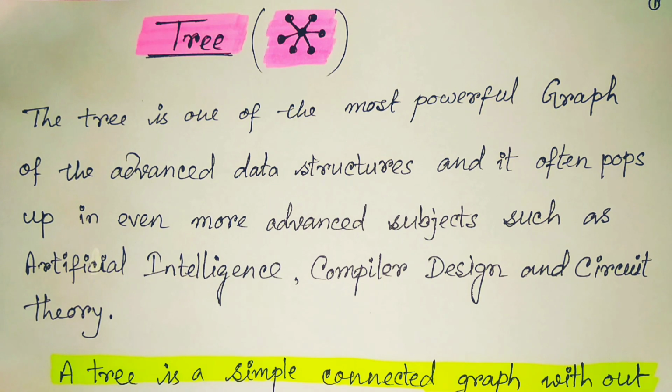From this lecture onwards, we are going to start the advanced graph theory. And the first topic of this advanced graph theory is tree. Tree is a special kind of graph, which is the most powerful graph of the advanced data structure, and it often pops up in even more advanced subjects such as artificial intelligence, compiler designing, and circuit theory.